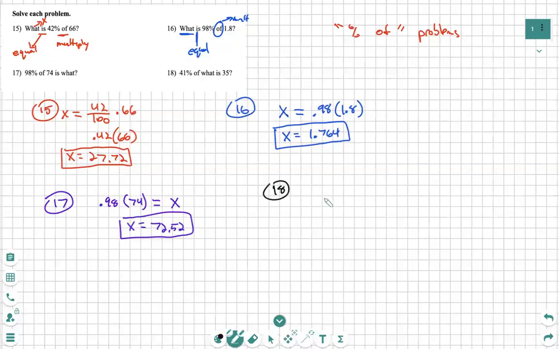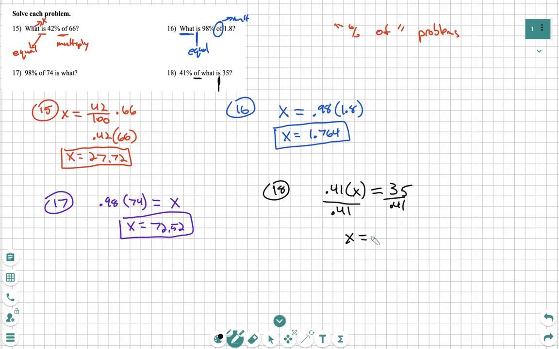18. 41%, so 0.41 of what, which is x, is our equal sign, right? This is our equal sign. This is our multiply, is 35. So this one was a little different. While we completely deciphered the English into mathematics, we see it's not immediately multiplying what we have. We must use inverse operations, and we can divide by 0.41 to both sides, and we will get our answer. 35 divided by 0.41.